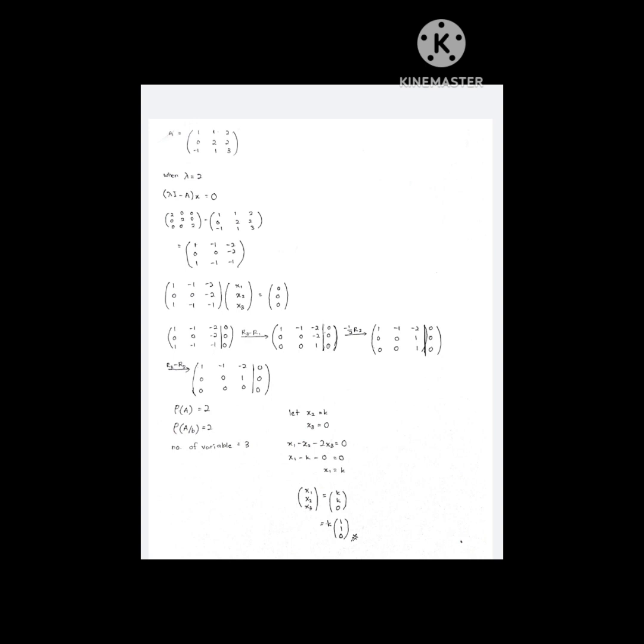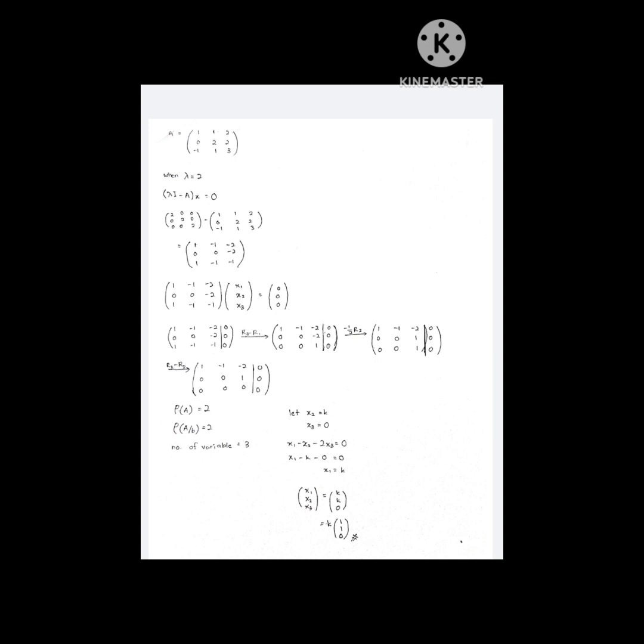After we get the REM of the matrix, we need to determine the rank of the matrix, then the rank of the matrix with B, and the number of variables. In this question, we get the rank of the matrix is 2, the rank of A with B is 2, and the number of variables is 3. This shows us that the system has many solutions.